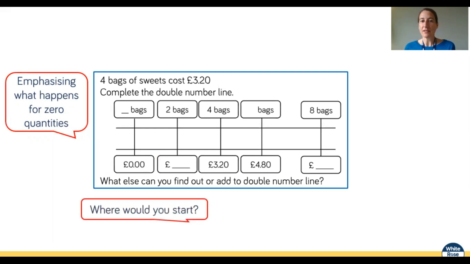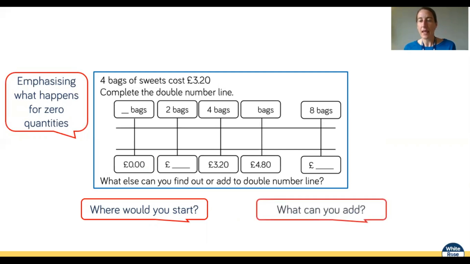And then moving on to discussing where the students might start. So is there just one starting point in that question? Do they have to start with working out the cost of 2 bags, or perhaps they could start by working out the cost of 8 bags? So really promoting that flexibility of approach. And maybe asking students what else they can add. So can they work out the cost of 80 bags or 22 bags, for instance?